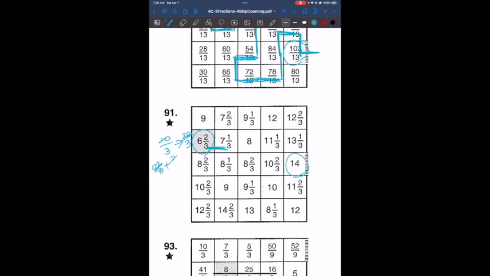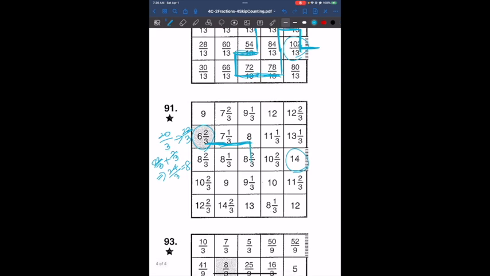When we skip count again by 2 over 3, that gives us 24 over 3, or 8. And then 8 plus 2 over 3 is here. Then we add 2 over 3 again, which is 9 1/3. Then we add 2 over 3 again, which gives us 10. Add 2 over 3 again, so that gives us 11 1/3. Add 2 over 3 to get 12.